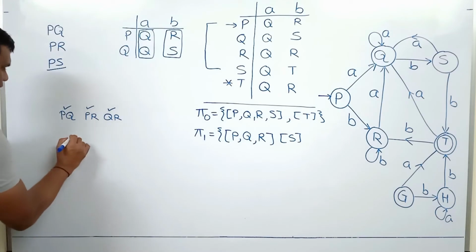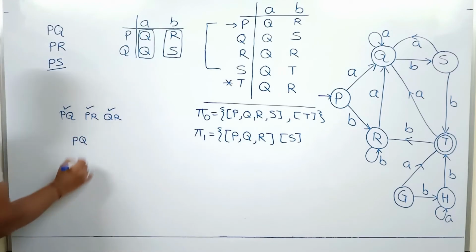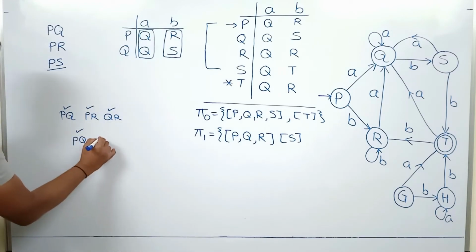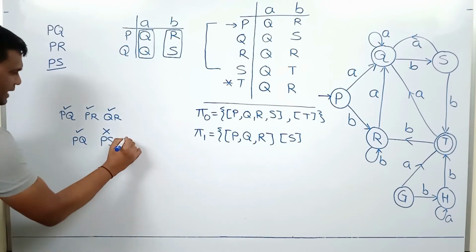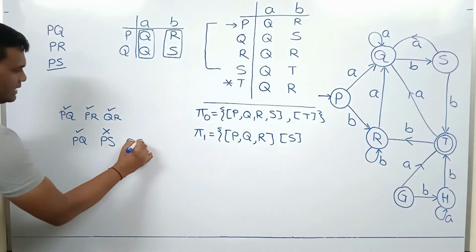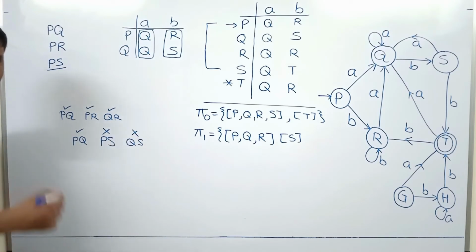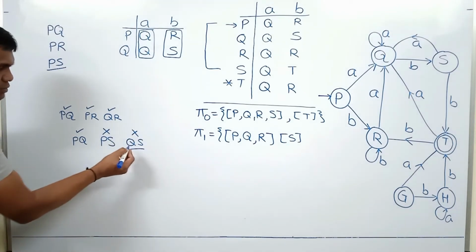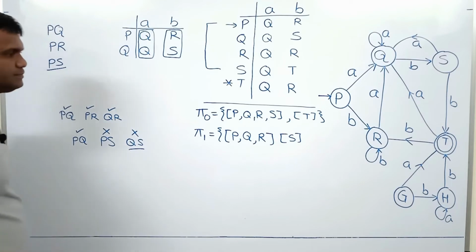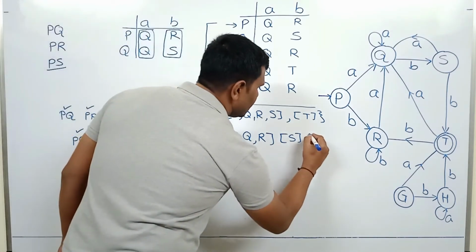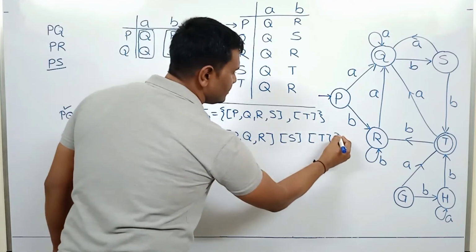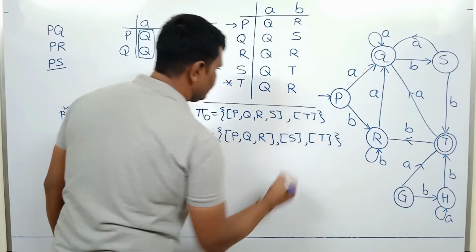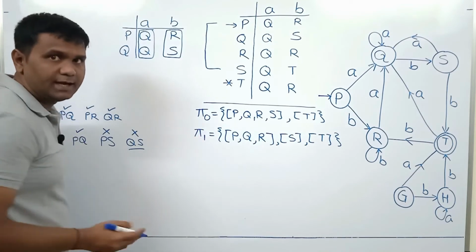Now again, P and Q, they are one equivalent. P and S, they are not one equivalent. That's why Q and S also are not one equivalent, so we don't have to check this separately. Now remember to copy this group here. So we have calculated one equivalent.